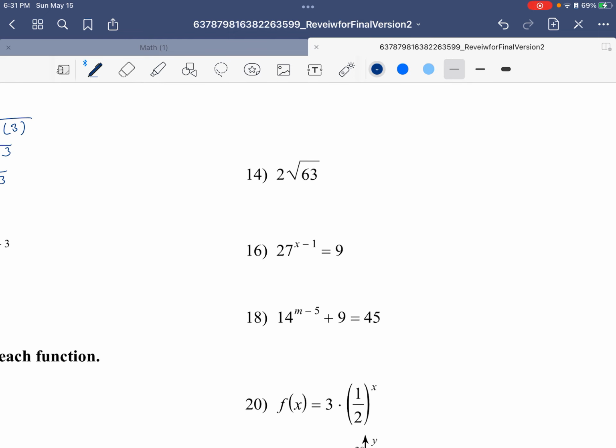So over here we have 2 square root of 9 times 7, we can take 3 out because square root of 9 is 3. So you have 2 times 3, square root of 7. So you have 6 square root of 7 is our answer.